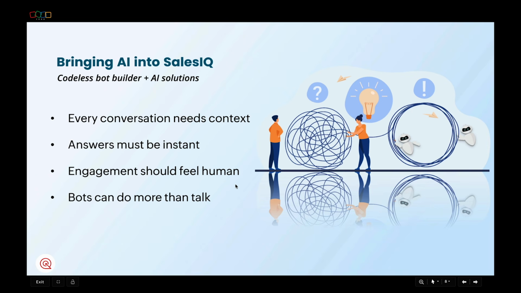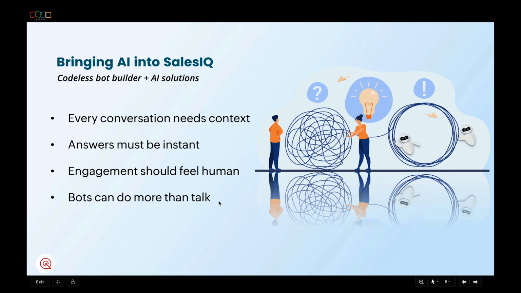The final one: bots should do more than just talk. Today's businesses need bots that don't just reply, but act, like pulling ticket status from Desk, updating records in your CRM, or completing a workflow across your app seamlessly inside the conversation. So these are the major challenges in conversational engagement.